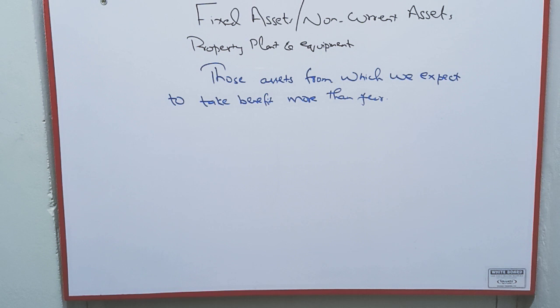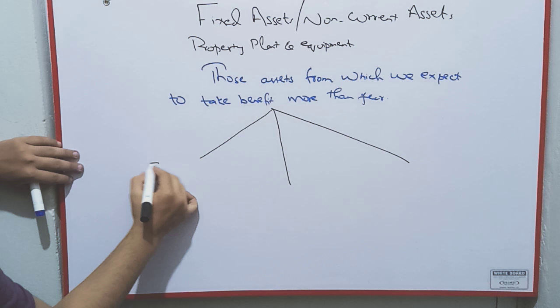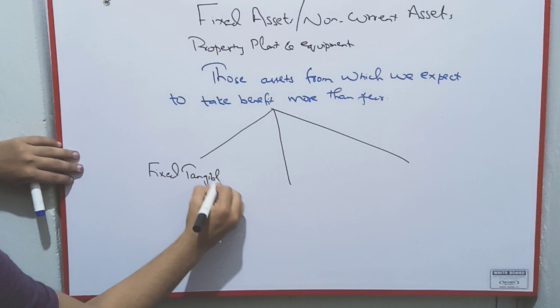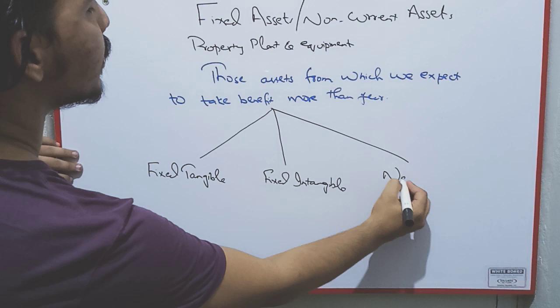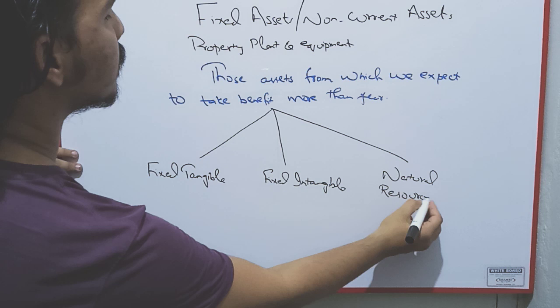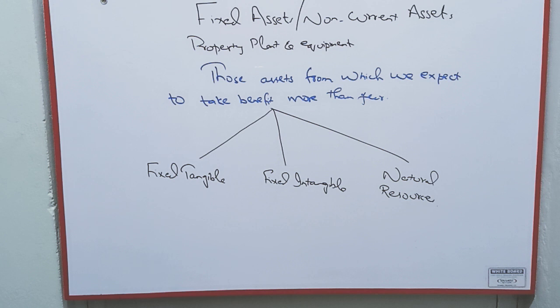Okay, fixed asset is also divided into three parts, which are fixed tangibles, fixed intangibles, or natural resources. So what are these?